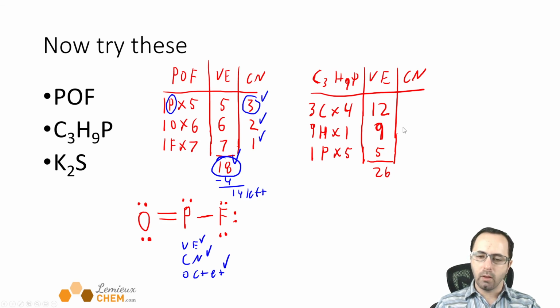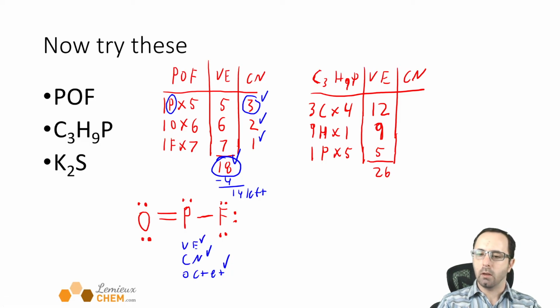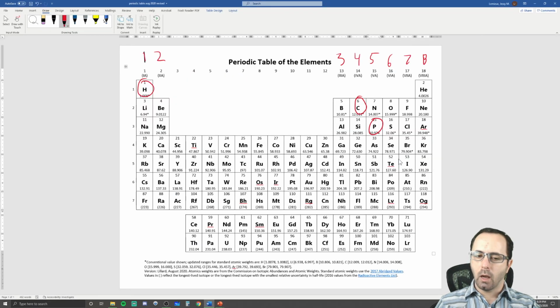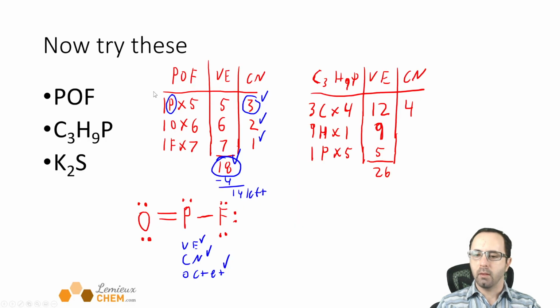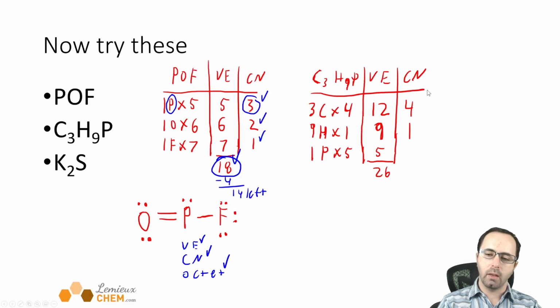In terms of covalence number, carbon starts with 4 valence electrons, it needs 4 more to have 8. So that's going to be a covalence number of 4 for the carbon. Hydrogen, it's always covalence number 1. That's special for hydrogen. And then phosphorus, it's group number 5, needs 3 more to have 8. And so its covalence number is 3.